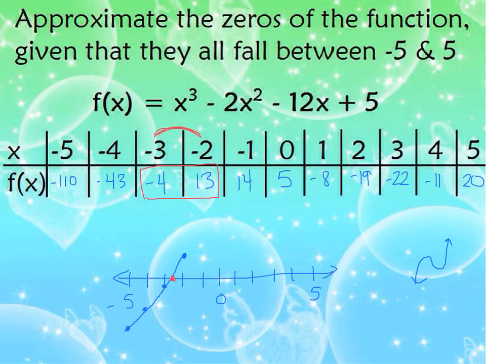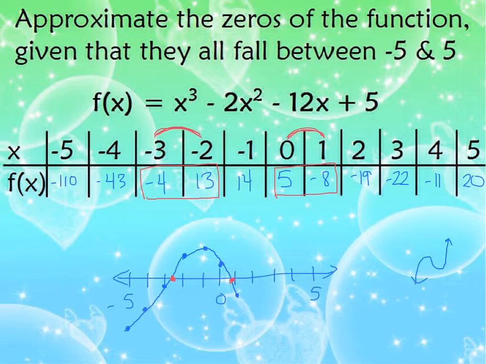At -1, I'm still up here at 14, and at 0, I'm at 5, and right here at 1, all of a sudden it slipped down below the x-axis again because the y value is -8. The only way for this to go from above the x-axis to below is to have created a 0 right there. I know that because my y value switched from positive to negative. So there's got to be a 0 somewhere between 0 and 1.